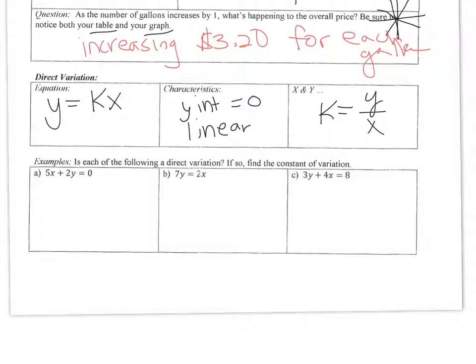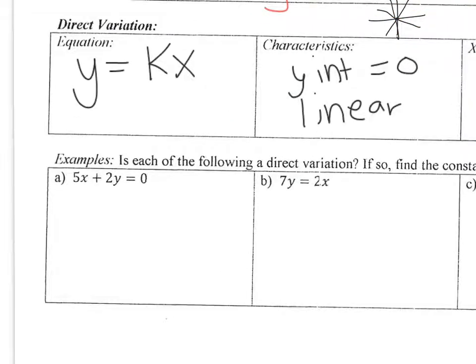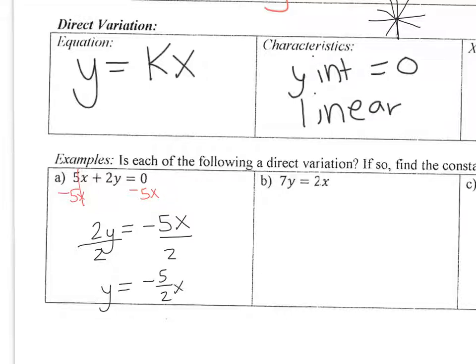Is each of the following direct variation? If so, find the constant of variation. To write it in direct variation form, you want to make it look like this up here. You want to solve for y. So I'm going to subtract 5x from each side. This cancels out, so I'm going to have 2y equals negative 5x. To get y by itself, I still need to divide both sides by 2. So this is going to be y equals negative 5/2 x.